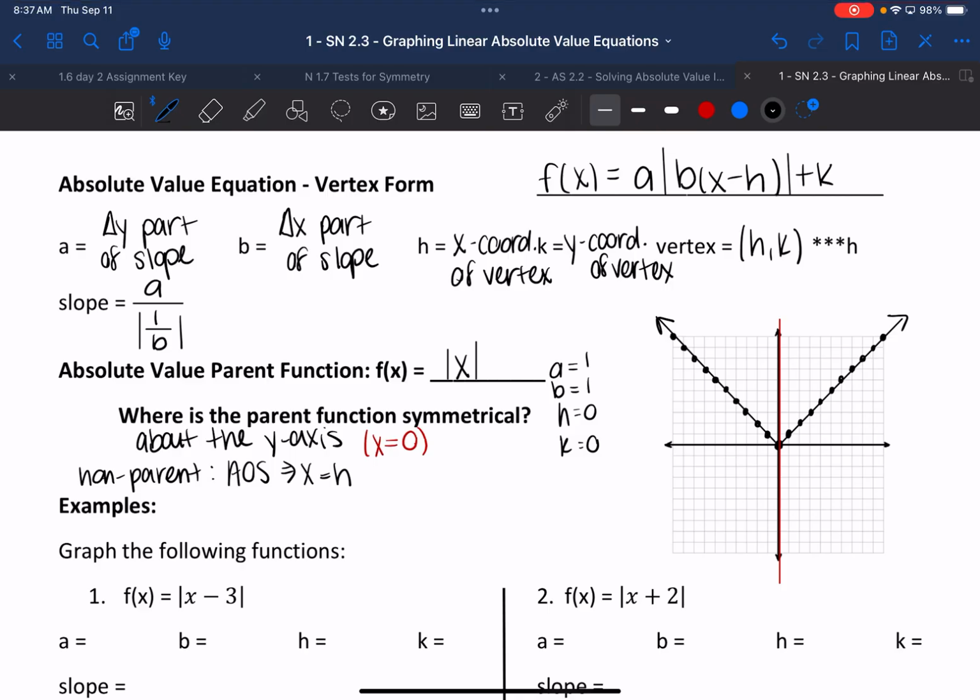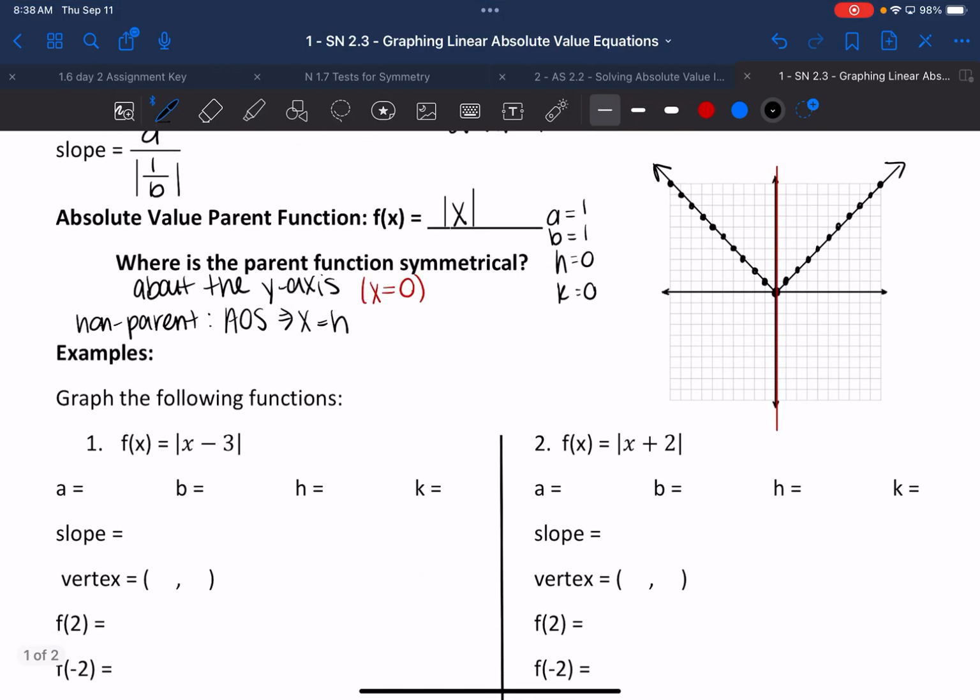Because it is x equals 0 here, right? And 0 was my h value. So if I shift somewhere else, it should just be wherever I've shifted to. That is my new axis of symmetry. Okay, so now let's look at graphing some non-parent absolute value functions.